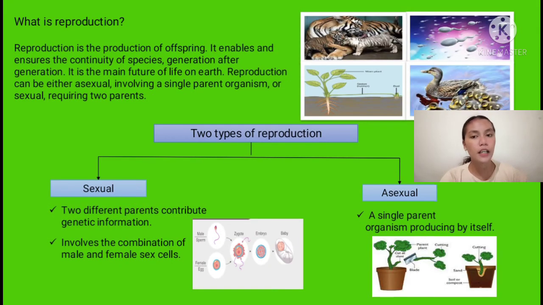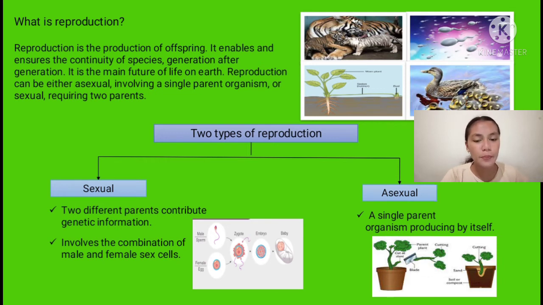So now let's proceed to how living things reproduce. So what is reproduction? Reproduction is the production of offspring. It enables and ensures the continuity of species generation after generation. It is the main feature of life on Earth. Reproduction can be either sexual, requiring two parents, or asexual, involving a single parent organism.